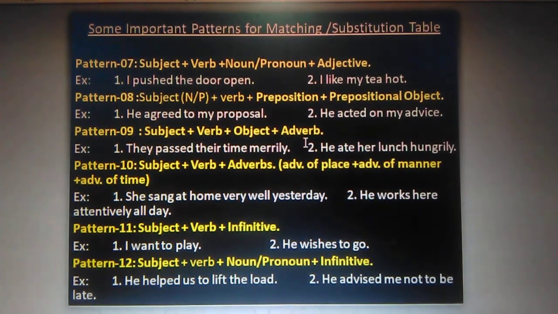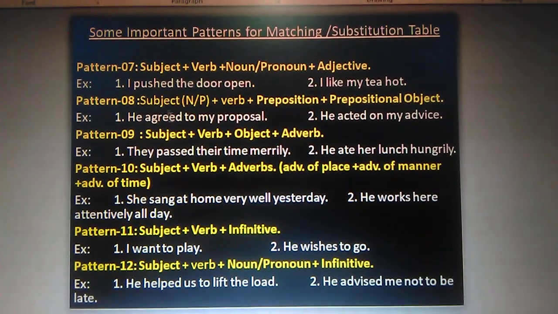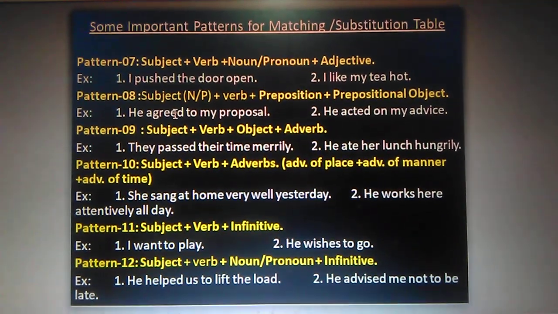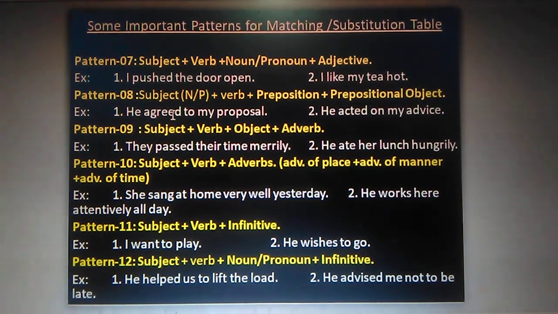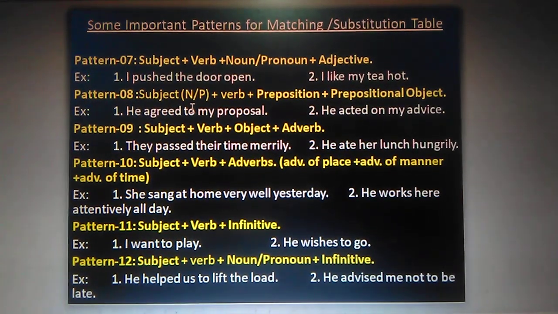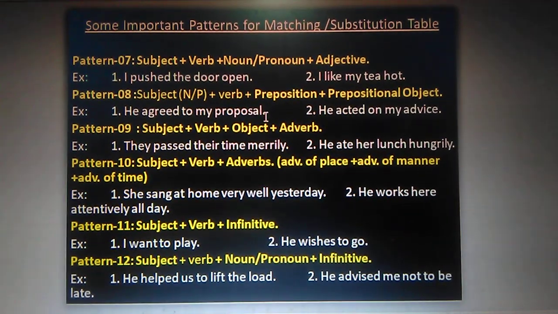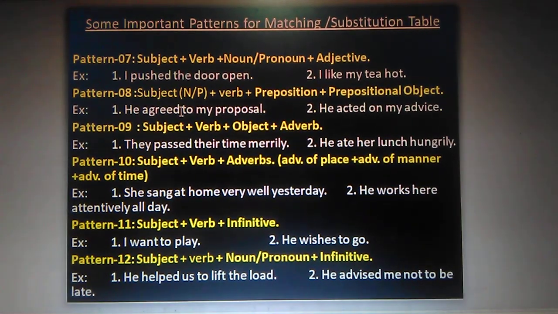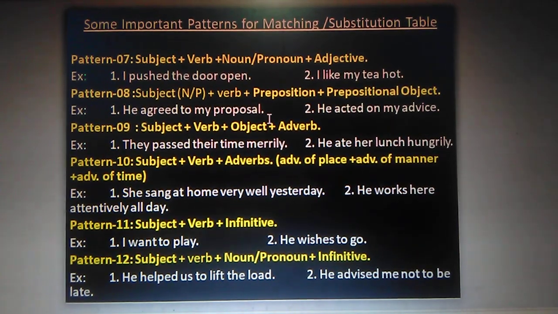Subject plus verb plus preposition plus prepositional object. Sometimes after the verb there is a preposition, and the object that comes after this preposition is called the prepositional object. Most of the cases, this preposition is appropriate for this verb. He agreed to my proposal. Here after the 'to', there is the object, my proposal. That is why this is called the prepositional object.